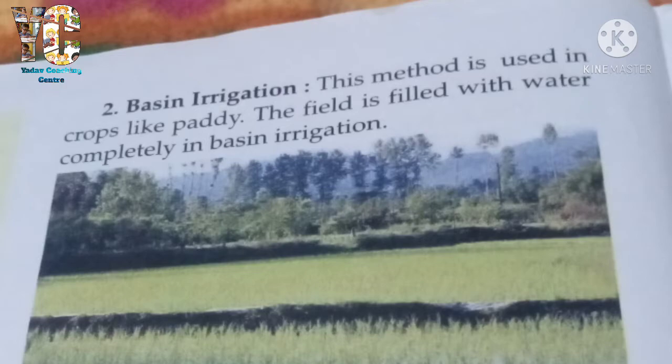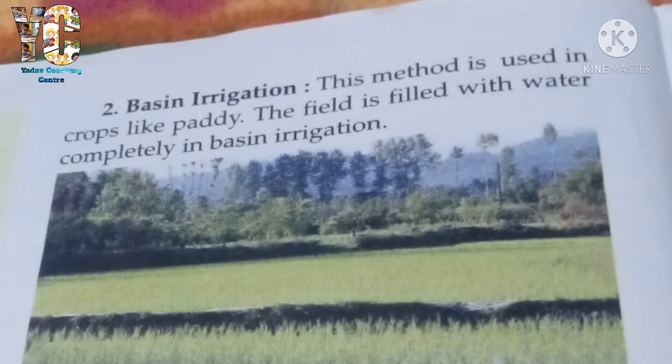Then we have basin irrigation. Basin irrigation means a small piece of land is covered by earth, a type of basin is created in which we grow paddy and the water is locked. That means water is standing over there. This method is used especially for crops like paddy. The field is filled completely with water, and on the sides of the field we put a little bit of mud to stop it from overflowing. It is not allowed to flow out of the field because of the mud.